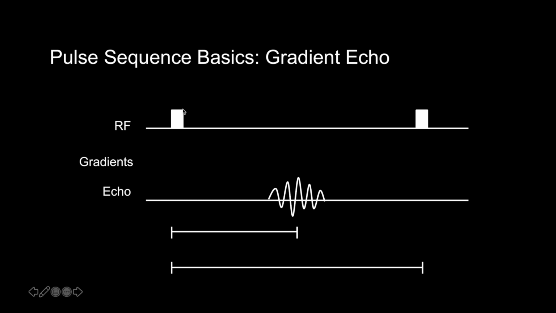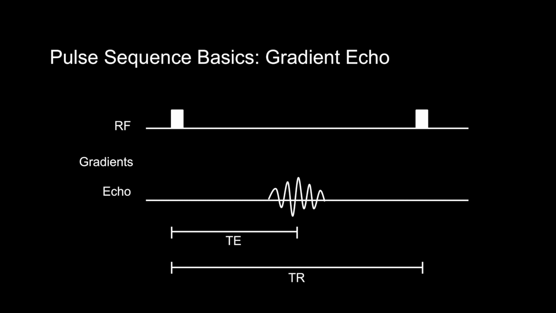So we have this RF pulse, gradients do their thing, and then sometime later we have this echo, and this is a gradient echo. This is signal that we can sample. And then we do it again a little bit later with another RF pulse and then another echo down the road here. Okay, so now we have enough information here to define two key pulse sequence parameters. TE, or time to echo, and TR, or time to repetition, that are both measured in milliseconds.